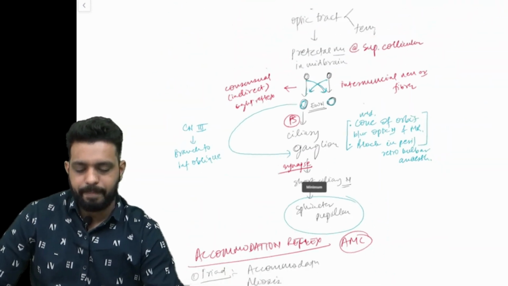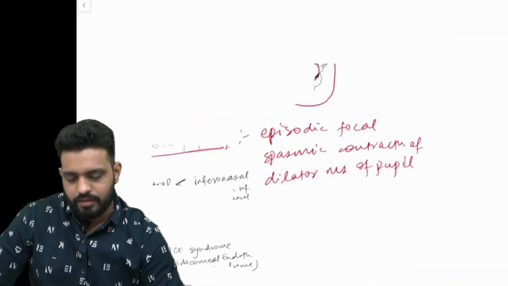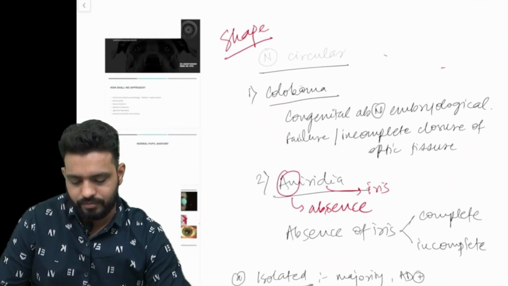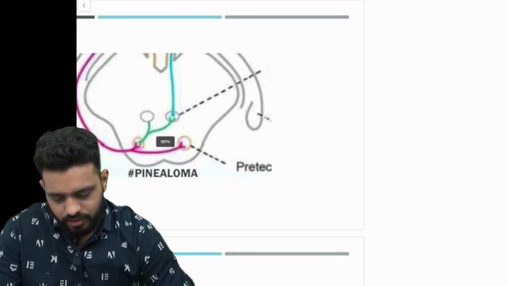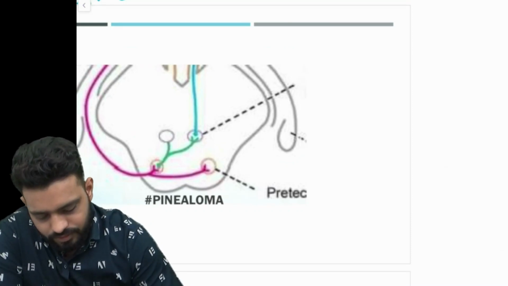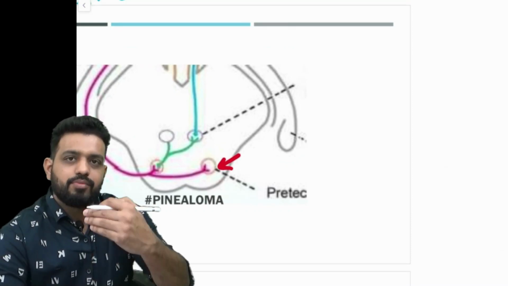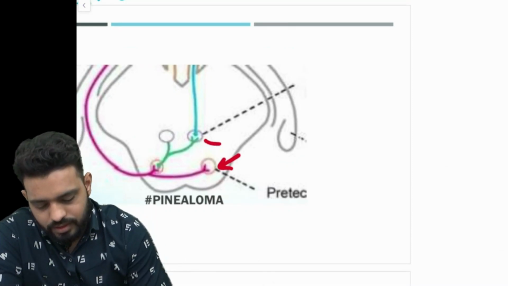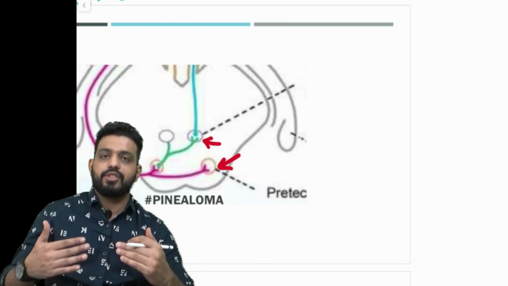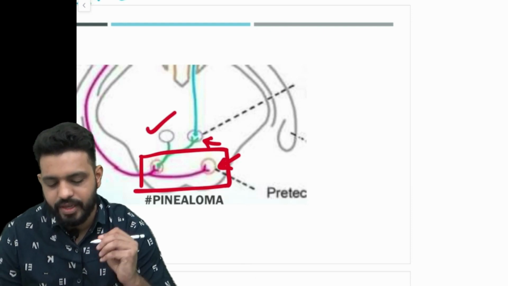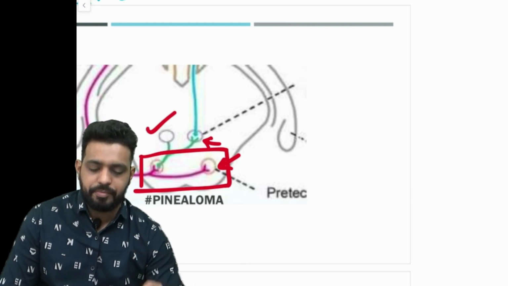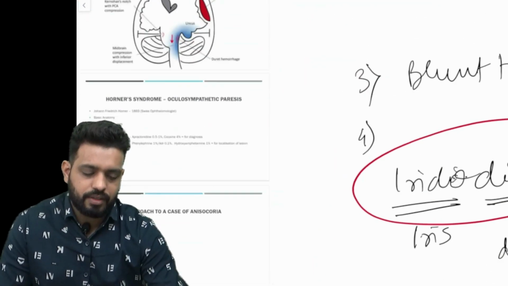Okay, let's have a look. Okay, so this is the pretectal nucleus. This is more dorsal. This is the near reflex accommodation reflex center, which is more ventral. Pinealoma will affect this center, classically sparing this. So near reflex will be present, light reflex will be absent.